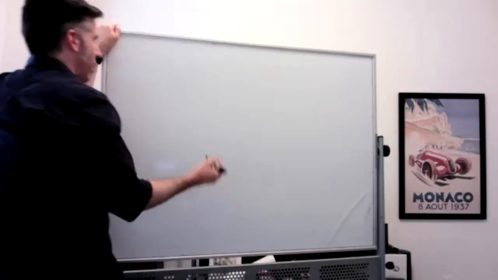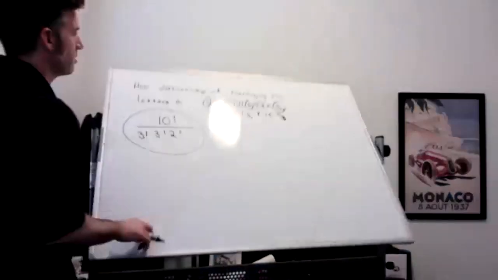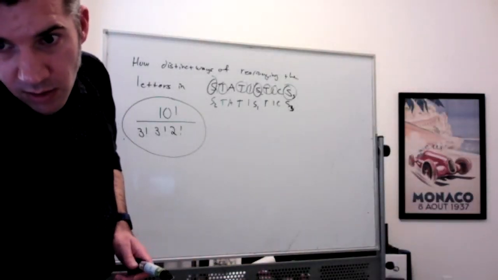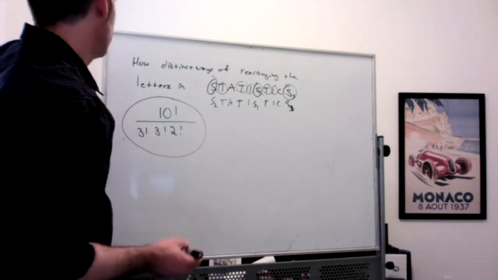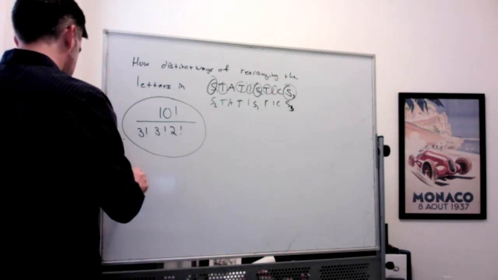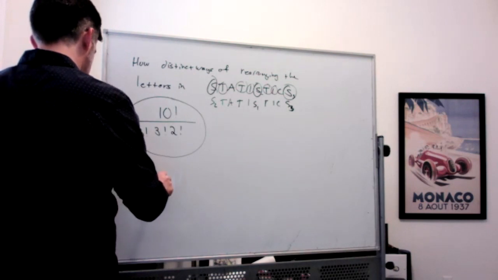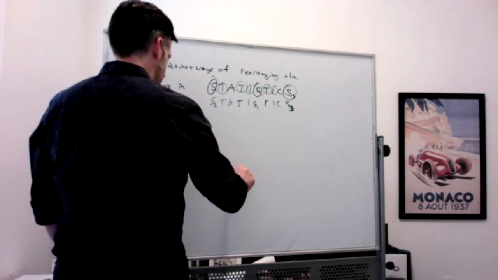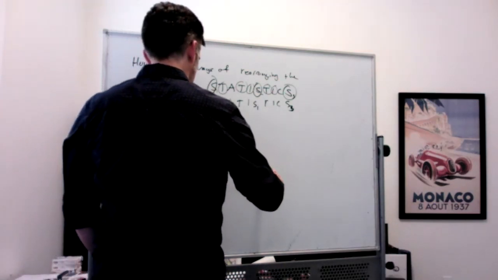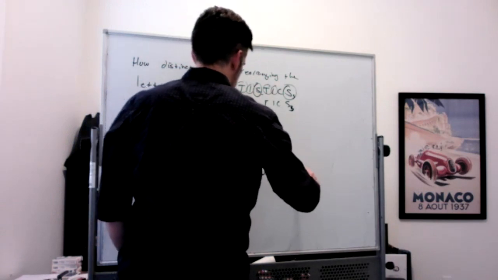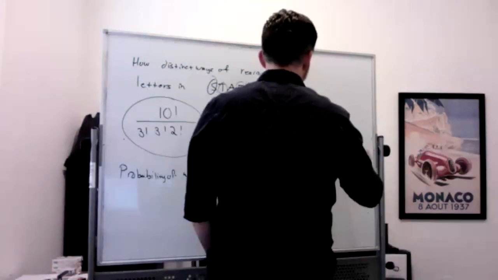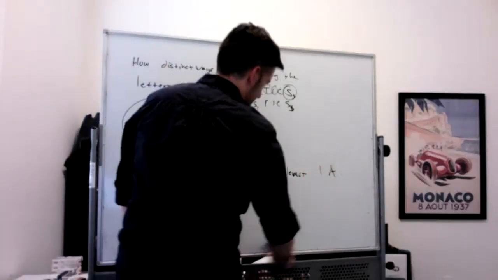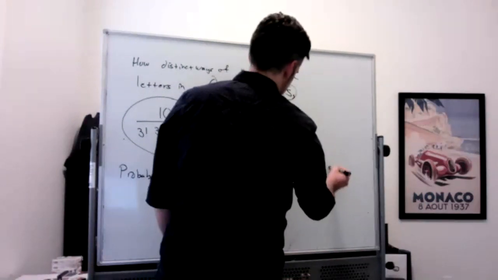I guess we could. Let's see. What do I want to say here? I want to know what's the probability of a word beginning with at least one A. Sorry, not one A. There's only one A. It's not very exciting. At least one S.